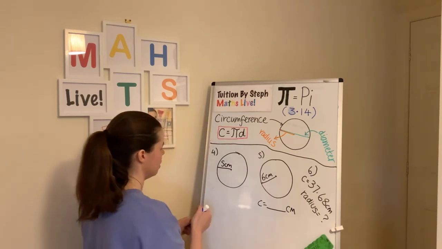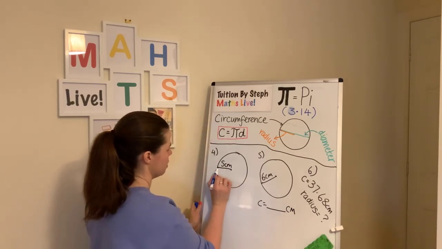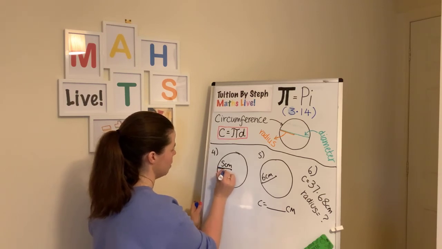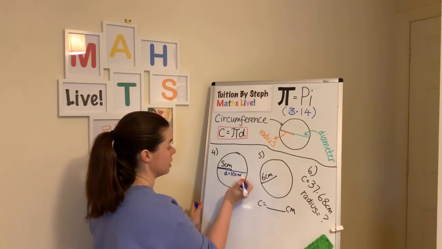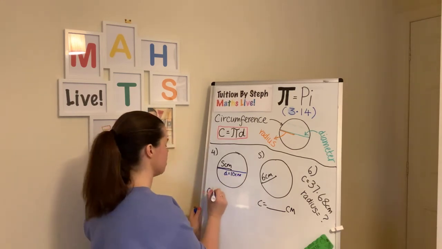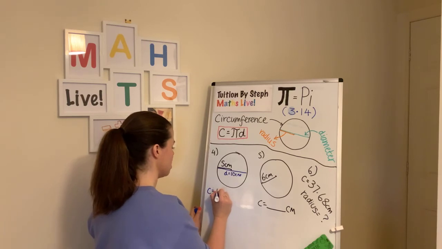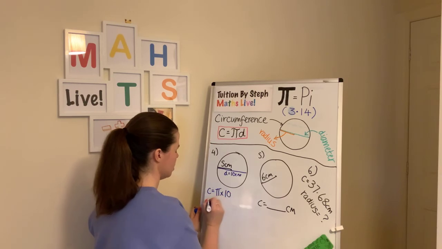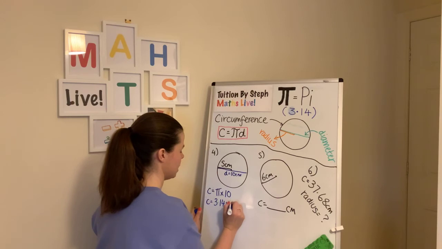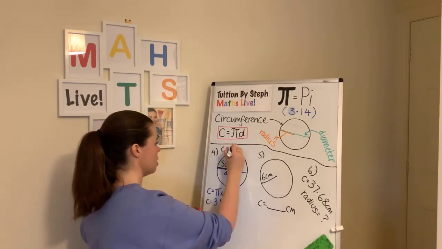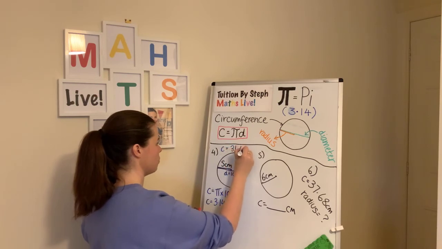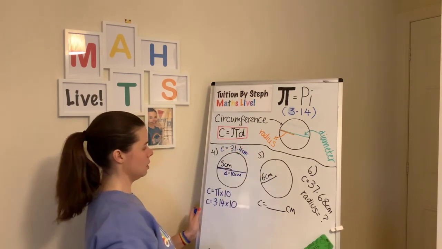So, on this, the radius is 5. That means the diameter must be 10 centimetres. Good. So to find the circumference, you do pi times 10. So that will be 3.14 times 10. So the circumference for the first one is 31.4 centimetres. So well done if you got that.